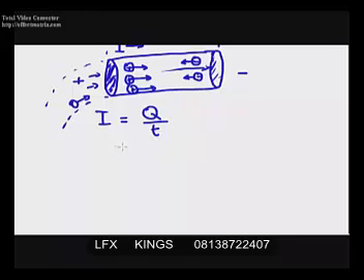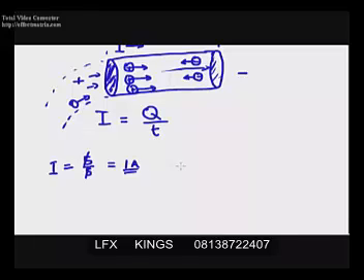If you were asked the question: a charge of 5 coulomb flows through a wire for 5 seconds, what is the current through the wire? The current is simply the charge, which is 5, divided by the time, which is 5 seconds, which is equal to 1 ampere. The unit of current is ampere.